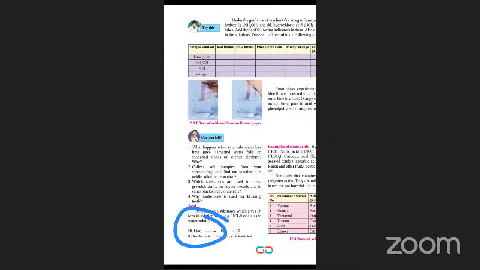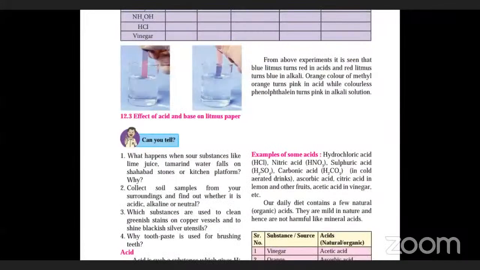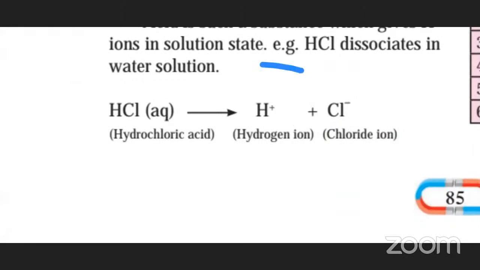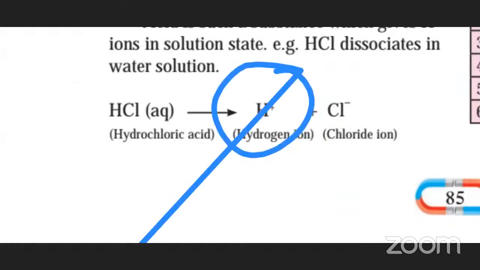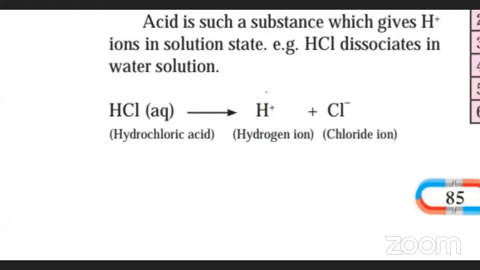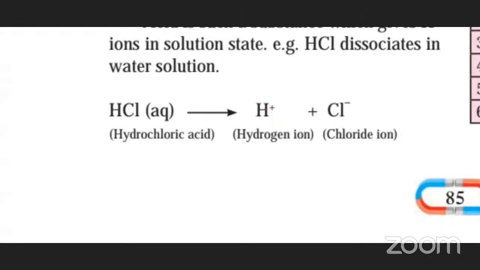This is HCl. When HCl is added in water, it will get dissociated. Dissociated means separated. It will get separated into H plus and Cl minus. Can you see here H plus is formed? So whenever HCl is added in water, it forms H plus and Cl minus, which means we are getting the H plus ion. That's why it is known as acid. Whenever you are getting H plus ions, it is known as acid.